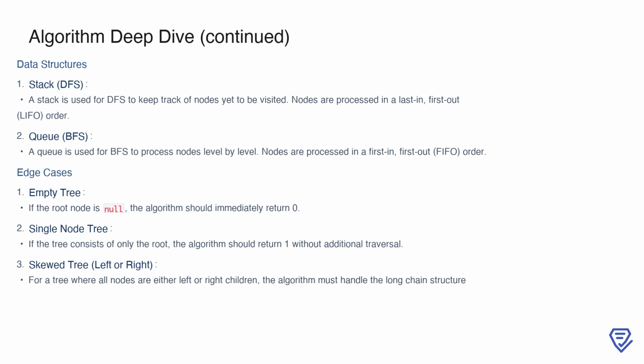Regardless of the method used, the algorithm must also account for edge cases. For instance, if the tree is empty and the root is null, the algorithm should return 0 immediately without further processing. In the case of a single-node tree, where only the root exists, the algorithm should correctly return 1. For skewed trees, where all nodes are either left or right children, it's important to manage the long chain-like structure efficiently, especially in DFS, to avoid exceeding memory limits. Finally, for a balanced tree, the algorithm should navigate all levels evenly without bias toward the left or right children.